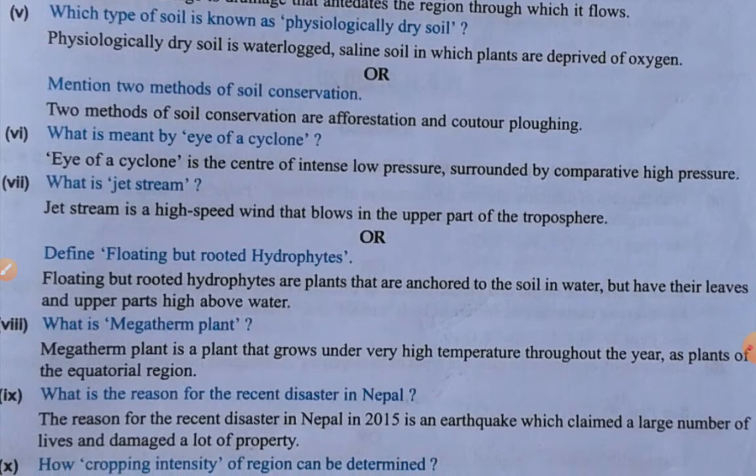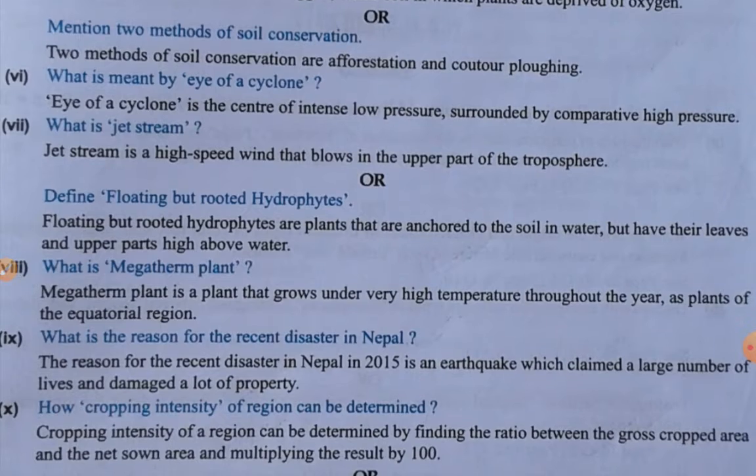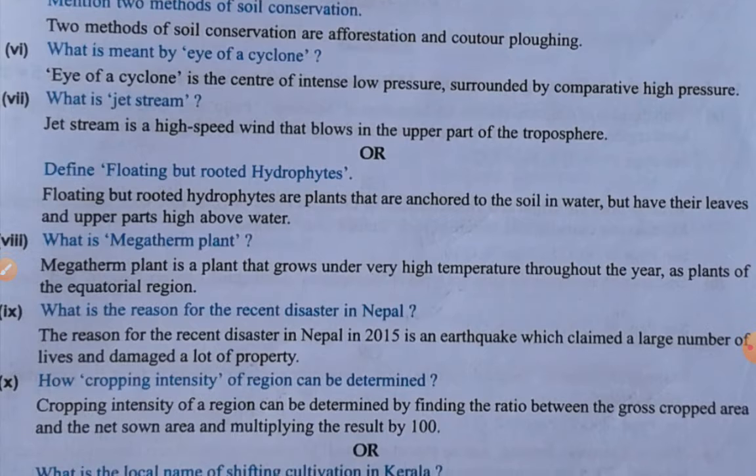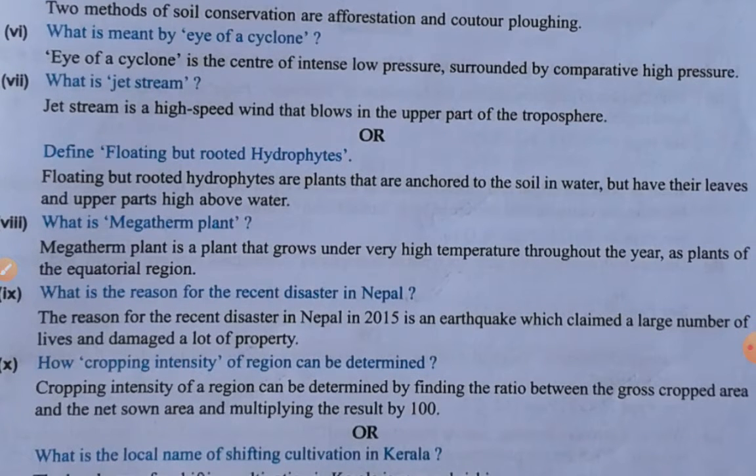What is jet stream? Jet stream is a high speed wind that blows in the upper part of the troposphere. Or define floating but rooted hydrophytes. Floating but rooted hydrophytes are the plants that are anchored to the soil in water but have their leaves and upper parts high above water. What is megatherm plant? Megatherm plant is a plant that grows under very high temperature throughout the year as plants of the equatorial region.